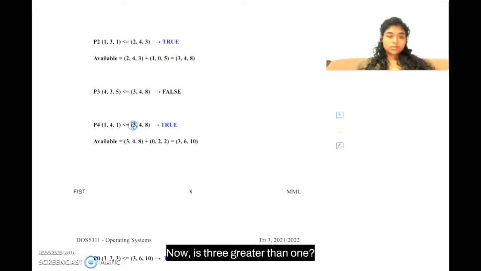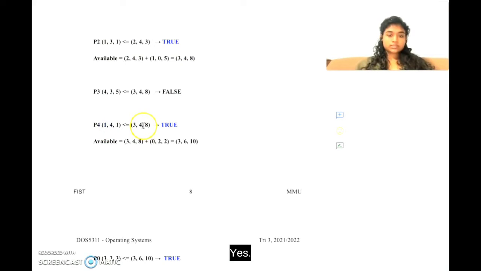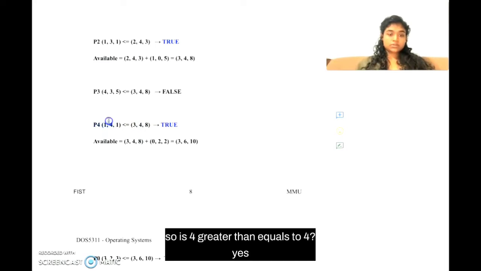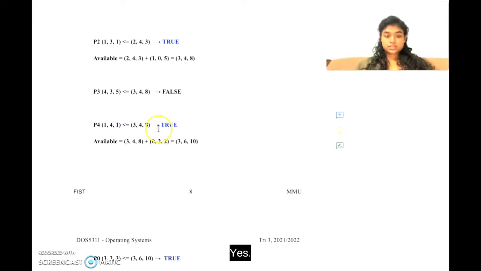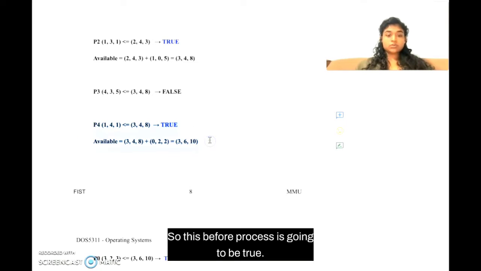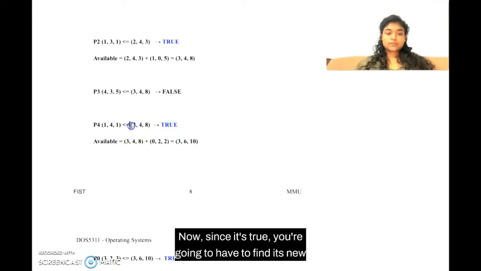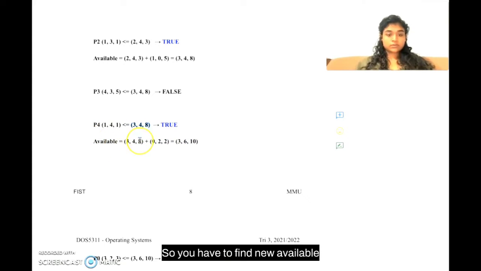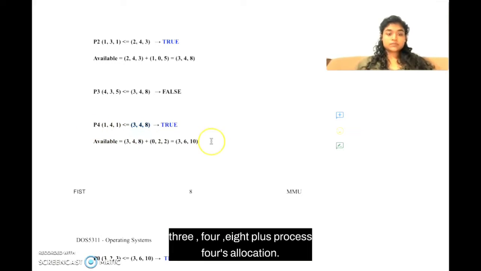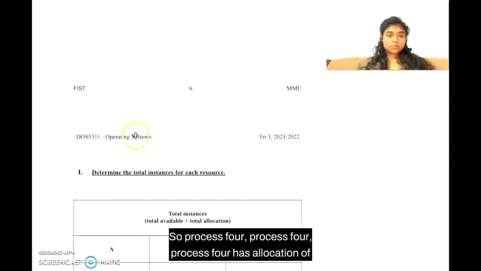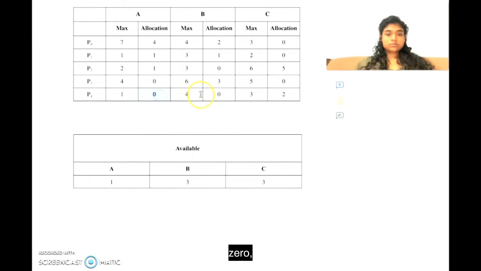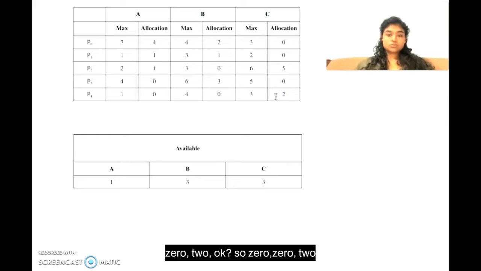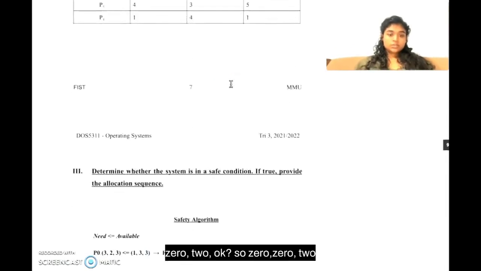Now, is 3 greater than 1? Yes. Greater than or equal, by the way. Okay, so is 4 greater than or equal to 4? Yes. Is 8 greater than or equal to 1? Yes. So this P4 process is going to be true. Now since it's true, you're going to have to find its new available, which is 3, 4, 8 plus process 4's allocation. So process 4 has an allocation of 0, 0, 2.